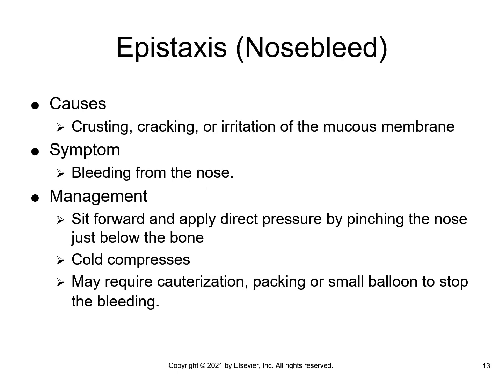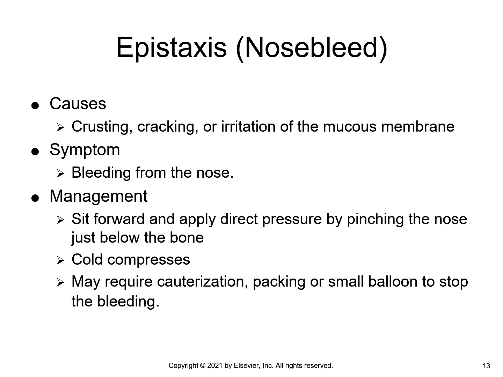Epistaxis is a common occurrence and usually results from crusting, cracking, or irritation of the mucous membrane covering the front or the anterior nasal septum. Anterior bleeds are the most common at 90 to 95%. Blood loss is routinely minimal, but about 6% of nosebleeds will require medical attention. Any condition or medication that prolongs bleeding time or decreases the platelet count may predispose the individual to nosebleeds. Nosebleeds may also result from trauma, hypertension, and blood disorders such as leukemia. They are also common in boys during pubescence.